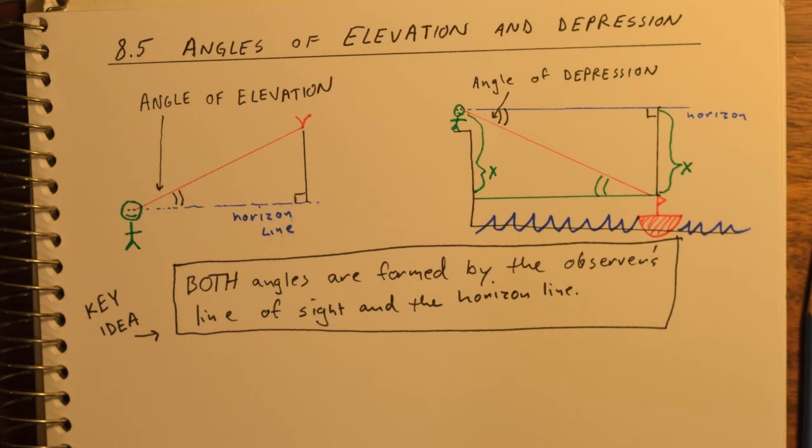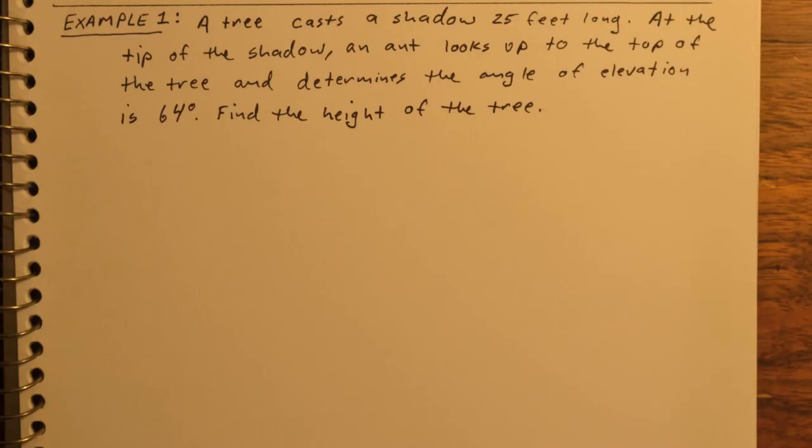So now let's take a look at a couple of examples. Example 1. Let's say a tree casts a shadow 25 feet long. At the tip of the shadow, an ant looks up to the top of the tree and somehow determines that the angle of elevation is 64 degrees. Find the height of the tree.